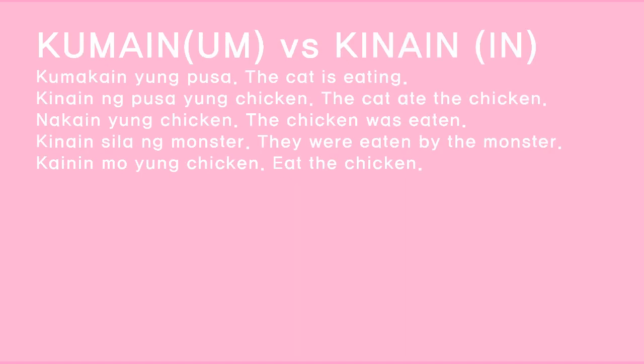And then there's kumain and kinain. The difference is the um and the in. They're both kain, and then there's the infix. I don't know technical things. Let's just go to the example. So, kumakain yung pusa. The cat is eating. Kinain ng pusa yung chicken. So, the chicken is the receiver of the action. It's the direct object. In Korean, it would have the reul particle, or the o particle in Japanese. So, the cat ate the chicken.